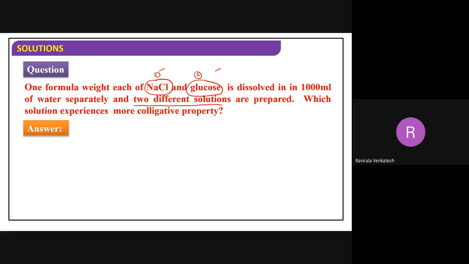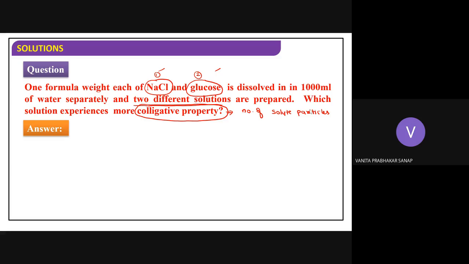Now, which solution experiences more colligative property? See, colligative properties depend upon the number of solute particles, just now I told you. Now, in which case do you have more number of solute particles? Sodium chloride or glucose? Vanita, can you say the answer for this one?